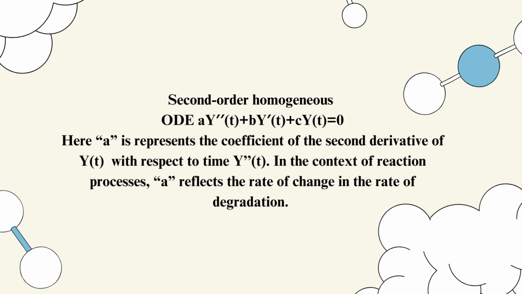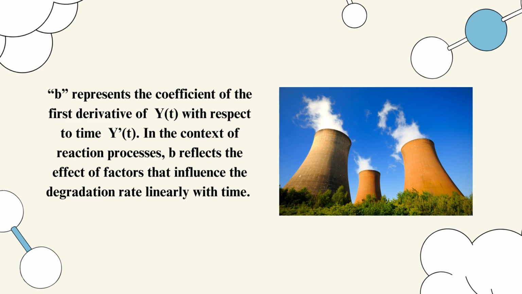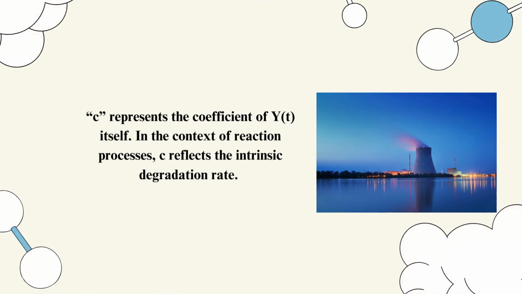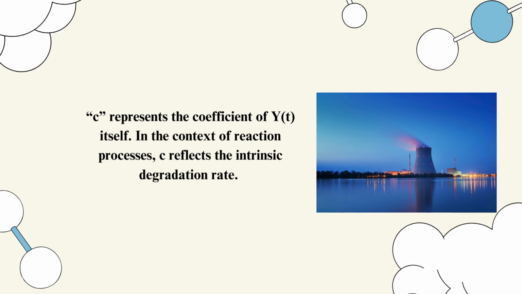Here A represents the coefficient of the second derivative of y(t) with respect to time, y''(t). In the context of reaction processes, A reflects the rate of change in the rate of degradation. B represents the coefficient of the first derivative of y(t) with respect to time, y'(t). In the context of reaction processes, B reflects the effect of factors that influence the degradation rate linearly with time. C represents the coefficient of y(t) itself. In the context of reaction processes, C reflects the intrinsic degradation rate.